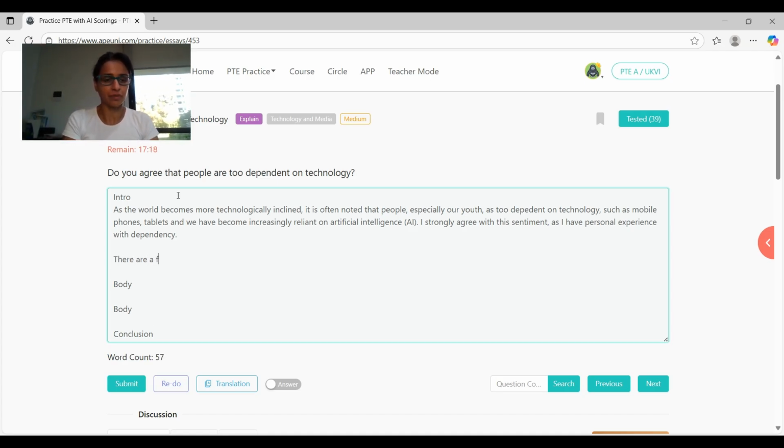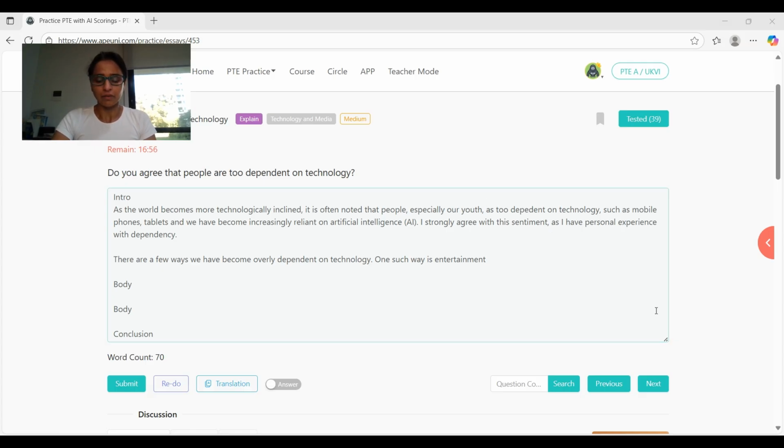There are a few ways we have become overly dependent on technology. One such way is entertainment. Hold on, let me see how I look if I've pulled the laptop so much closer. That's okay. Okay, one such way is entertainment. So as you can see, the topic sentence is ways we have become overly dependent. And now I'm introducing my first point, and now I'm going to give an example.